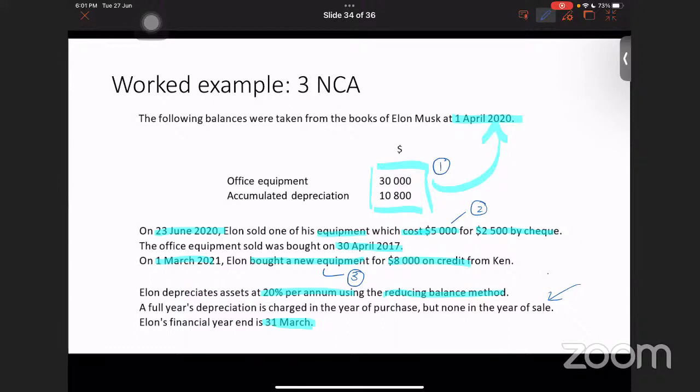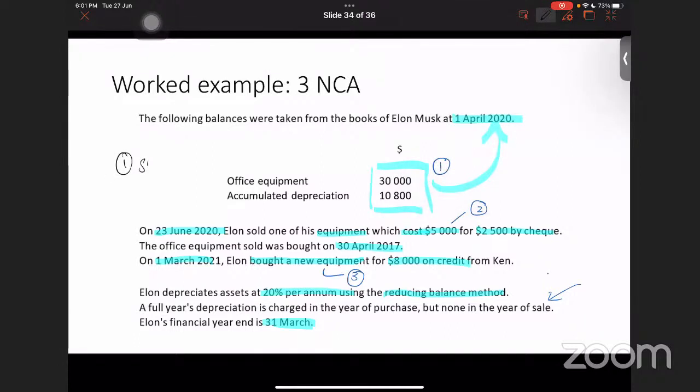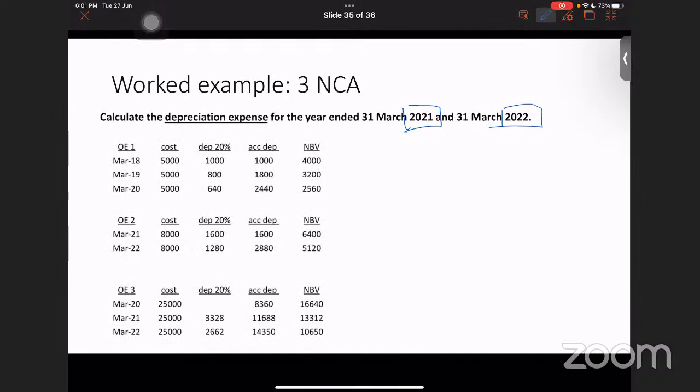For this kind of question where there's an existing asset, then a buy and then a sell, we will always do the one that we sell first, and then the existing one, and then the new one. Why? Because when we sell, we need to calculate the accumulated depreciation first. I need the accumulated depreciation of the one that I sell, then I can calculate my existing. You will get what I mean in a bit. Here, calculate depreciation expense for the years 2021 and 2022, these 2 years. So this will be the table that I will do.